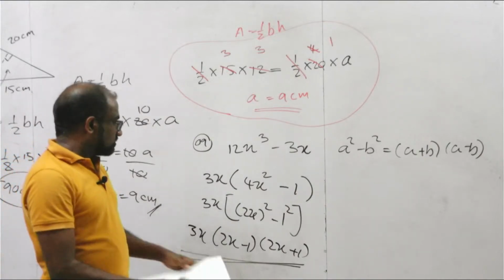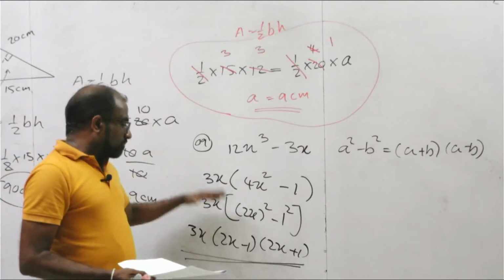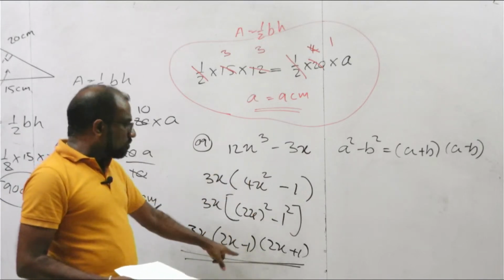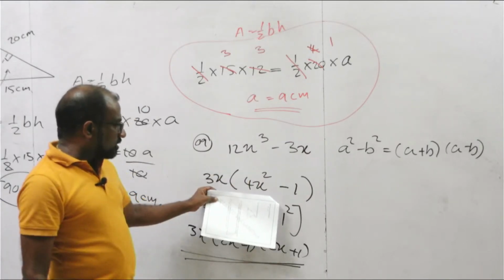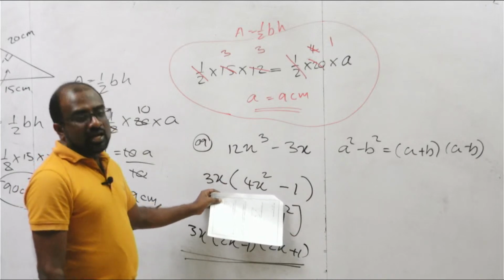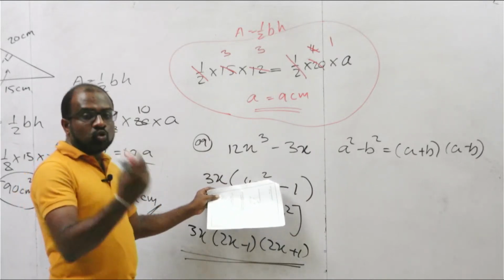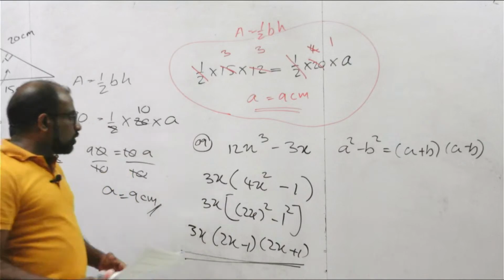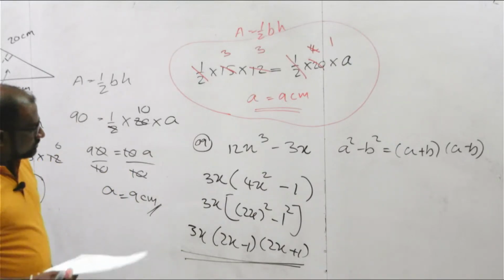This is the final answer of this sum. If a sum like this comes, this is the answer we need. You get full marks on this one. If you stop here, you will get 1 or 2 marks less. Right. Complete, children.